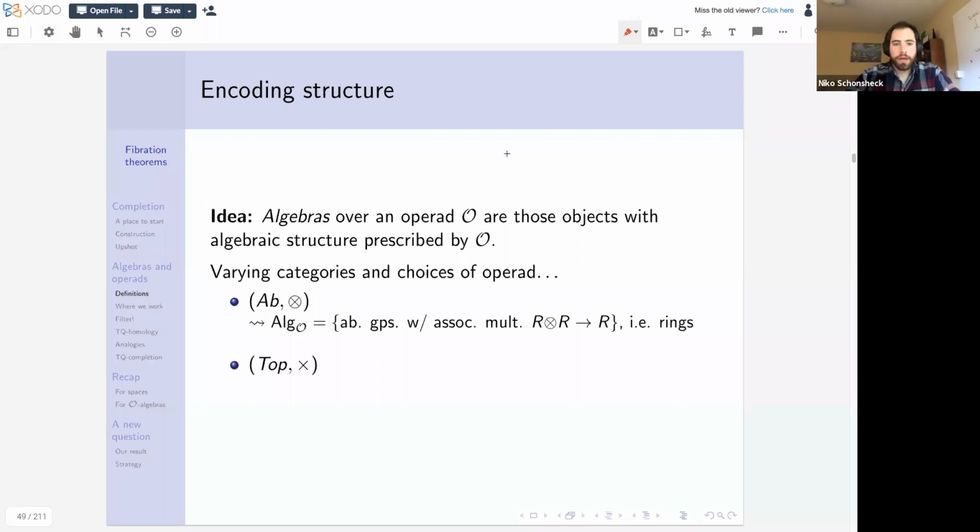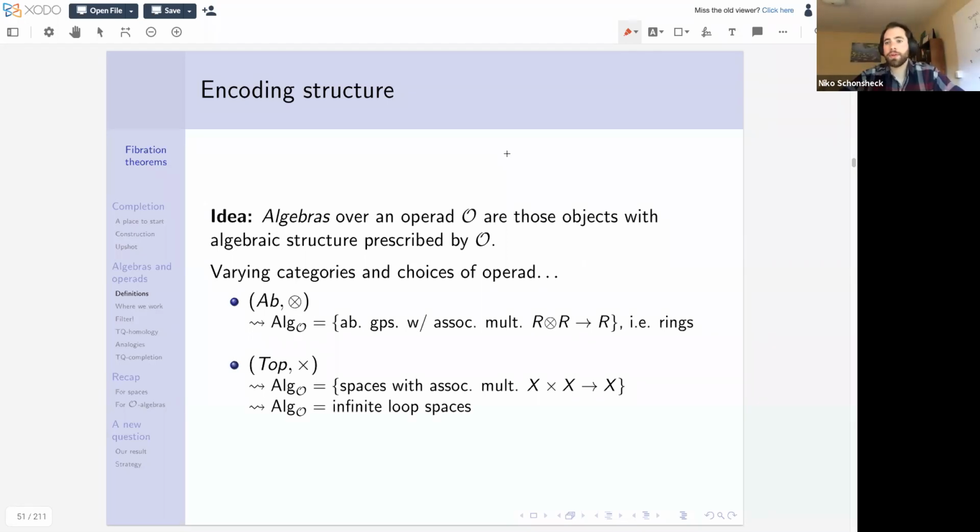For a topological example, consider spaces and the Cartesian product. In a similar way, I can pick an operad such that the algebras are spaces with an associative self-multiplication. And if you want to beef this up, these could be eventually A infinity spaces. Or if you choose what's called the little disks operad, which is one of the first uses really, then the algebras can be exactly infinite loop spaces. This was the original motivation of Peter May's geometry of iterated loop spaces.